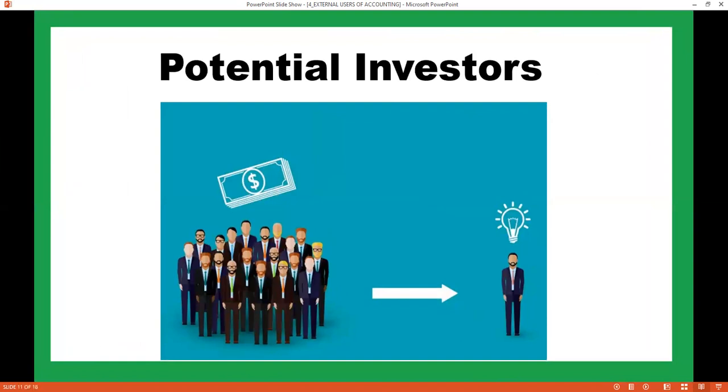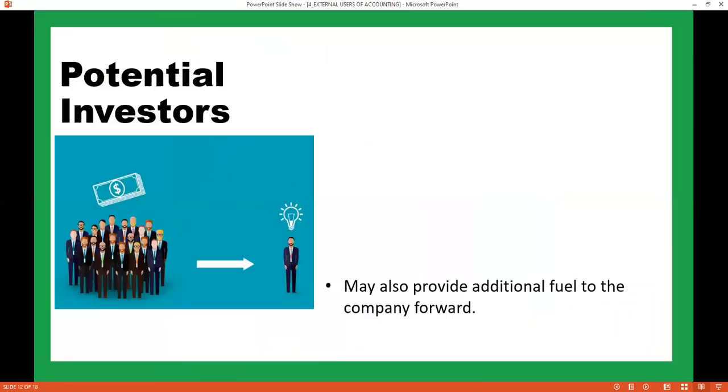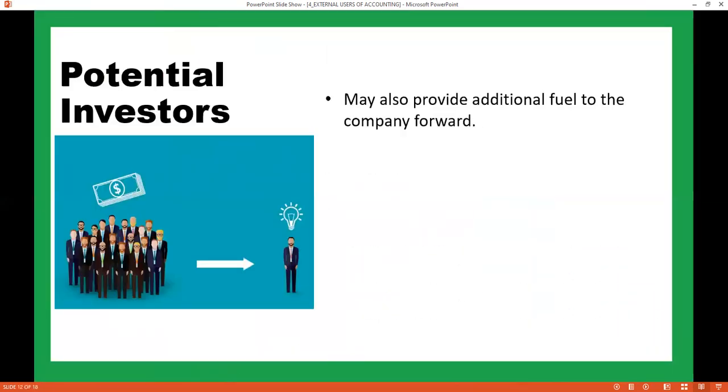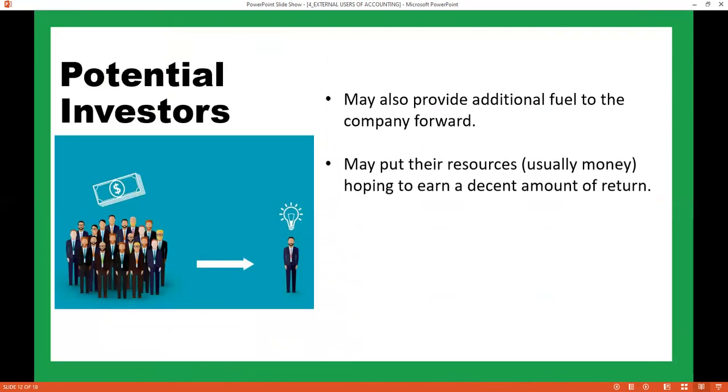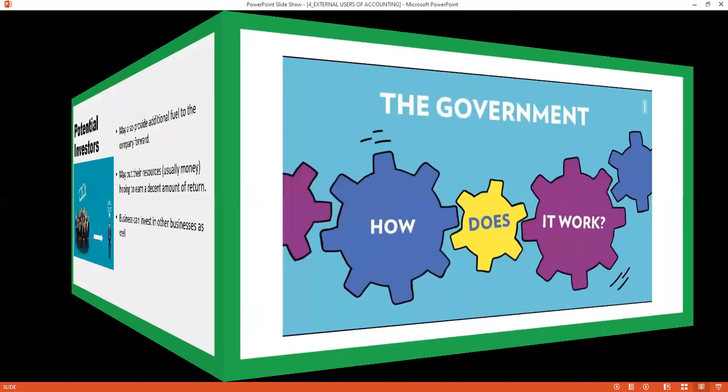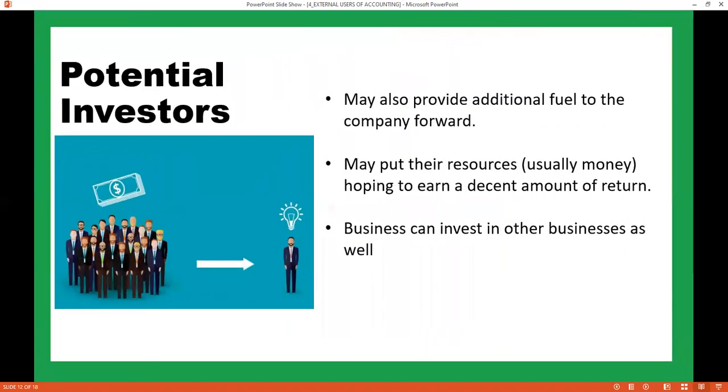Next one are the potential investors. They may also provide additional fuel to the company going forward, may put their resources, usually money, hoping to earn a decent amount of return. So businesses can invest in other businesses as well. Potential investors can be anyone who has the resources. So it means lahat tayo are considered potential investors as long as we have the resources to put or invest in a company.